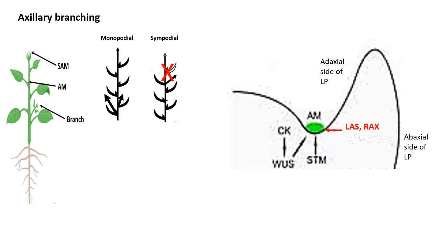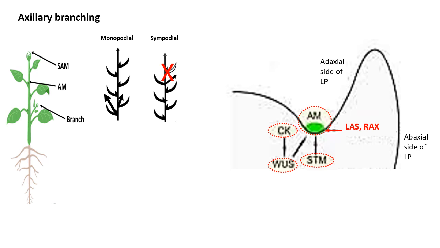Axillary meristems, denoted here with the abbreviation AM, arise from the base of the adaxial side of leaves and give rise to lateral shoot branches. STM expression maintains the meristematic cell fate in the cells of the leaf axils, while WUSCHEL, that is WUS, is required for defining the stem cells.